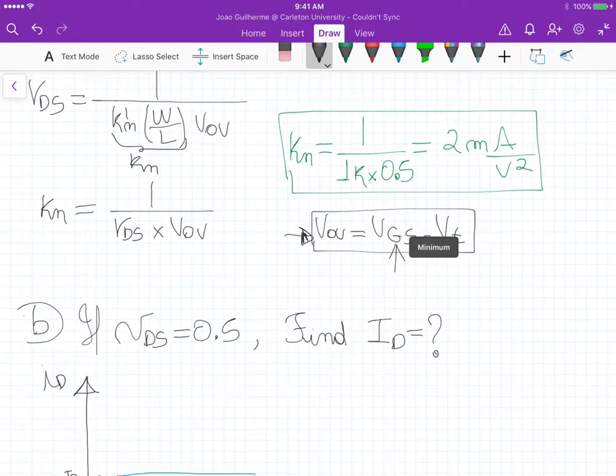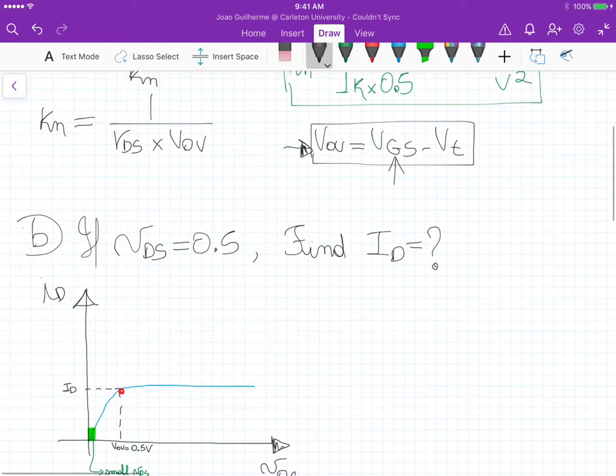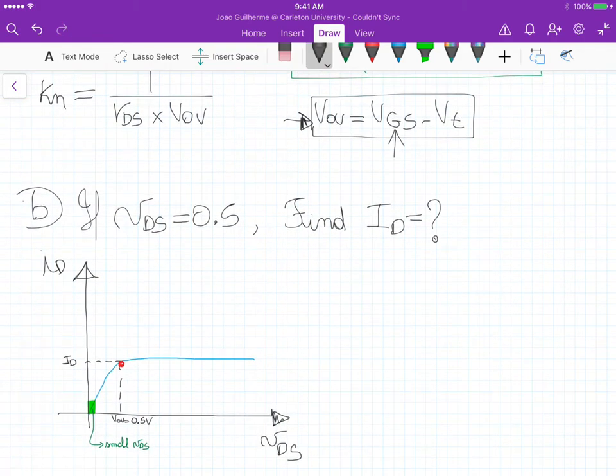Now, if we go to part B, it says suppose we change VDS, this voltage here, to 0.5. Remember that in part A, VDS was very small. So we were operating in this region that I have highlighted in green. For a small VDS, we are operating in the triode region, because VDS is lower than the overdrive voltage. So this is our overdrive voltage, and we are operating with a VDS that's less than that overdrive voltage.